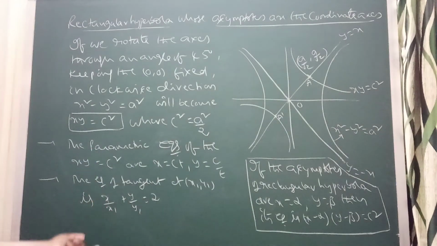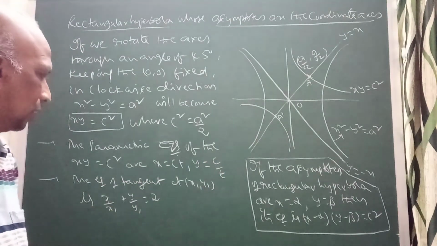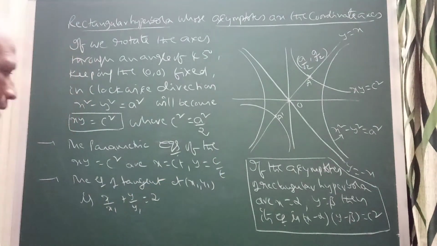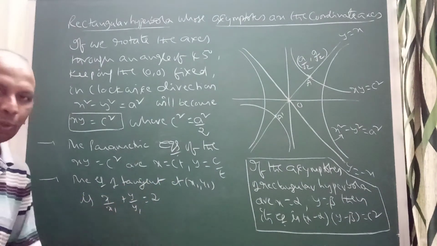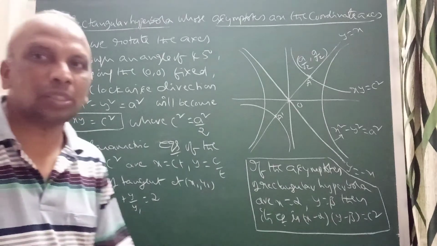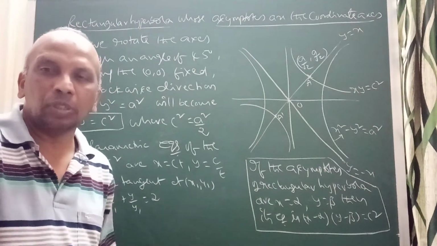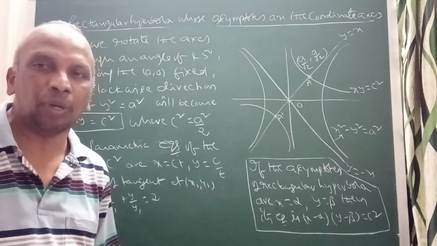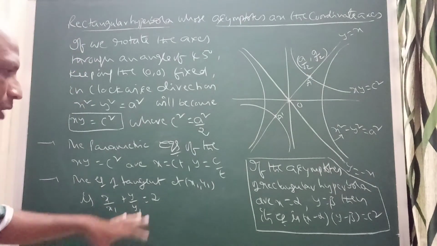Now you can see the parametric equations of this one: x equal to ct, y equal to c by t. Parametric equation at the point t means ct comma c by t. Equation of the tangent at x1 y1: x by x1 plus y by y1 equal to 2. Generally when xy equal to c square, use the application of derivative method, find the derivative and the slope, and use the point of contact. You can find the equation of tangent and normal easily. Then we can do that.